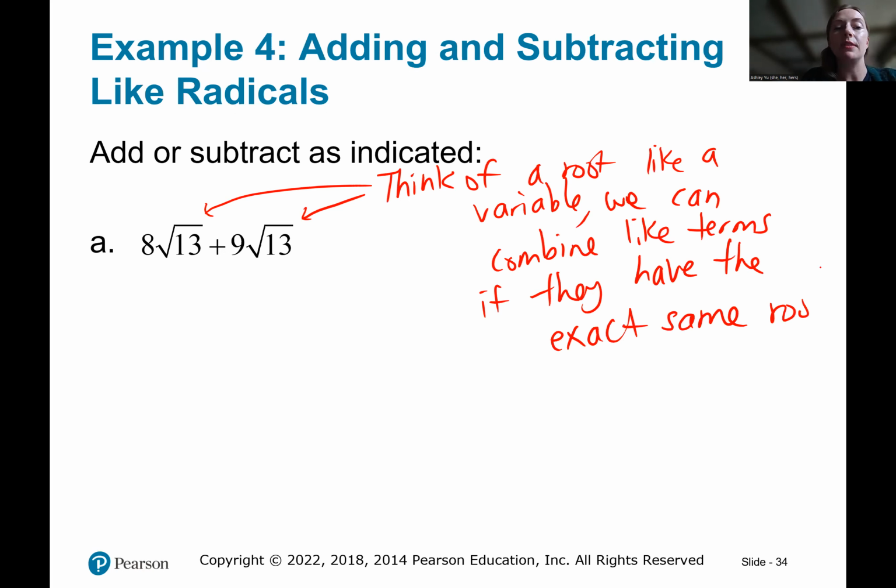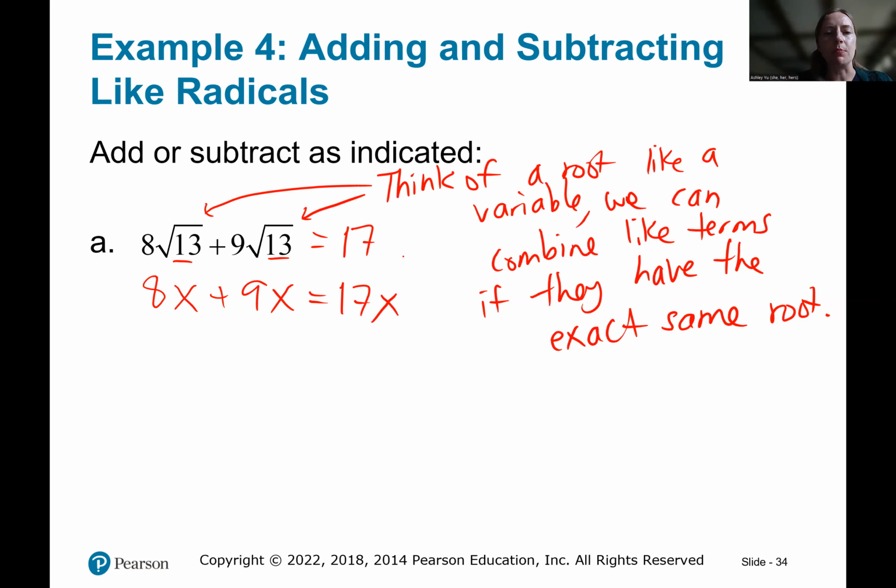So in this example, the 13 is inside both roots, so that's fine. We can add those, and almost treat it like a variable. Like I said, I almost think of it as 8x plus 9x. You just add the numbers in front like we discussed earlier, 17x. So same thing here. I want to add the numbers that are inside the root, but I'm not supposed to. I just leave the root the same, which is kind of weird. And if the numbers inside the root were different, we couldn't add them.